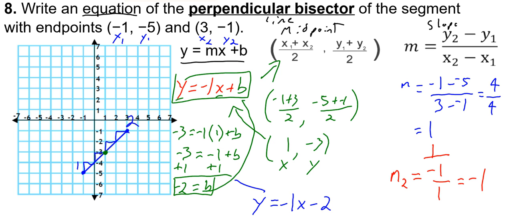So if I think about graphing this line, I'll graph it in purple here. So this line, y-intercept is -2, so I'm here. Slope is -1, so I'm coming down here, coming down here, coming down here, coming down here, coming down here. So then I can see that this line is my perpendicular bisector.